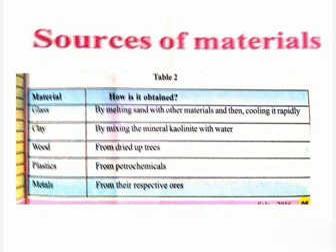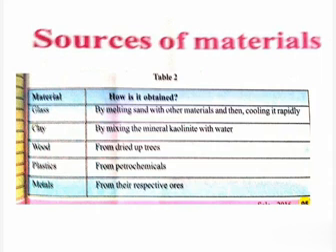How was this glass obtained? This glass is obtained by melting sand with other materials and then cooling it rapidly. So by melting the sand with other materials and cooling it rapidly, we will get glass.